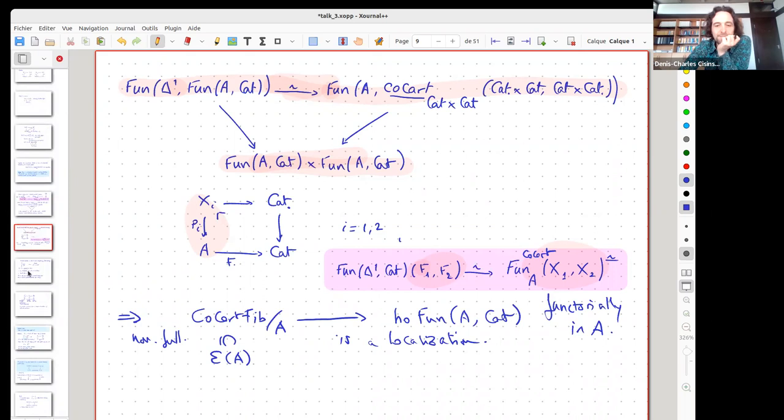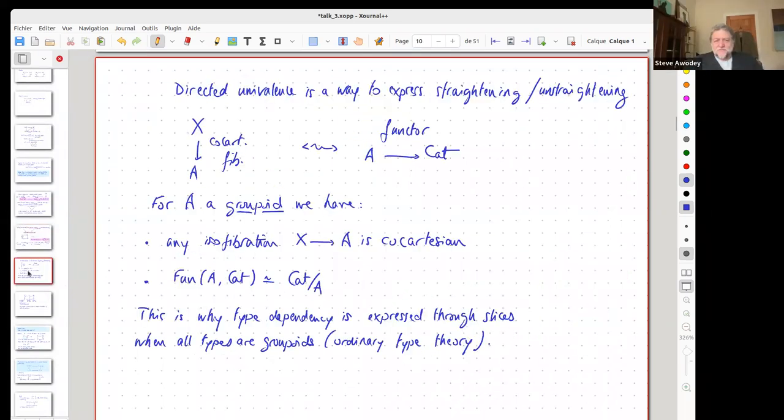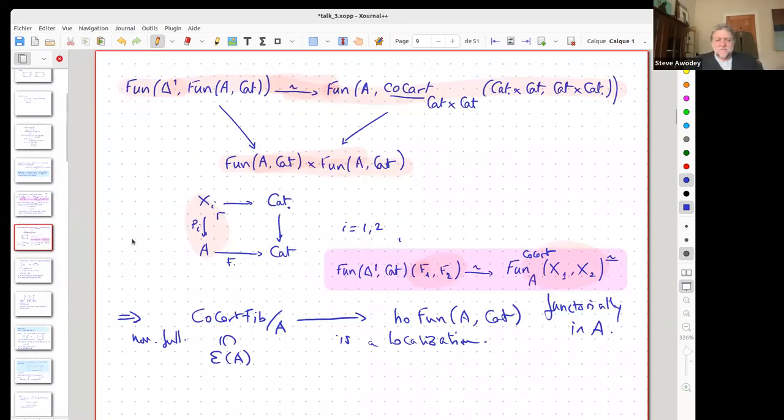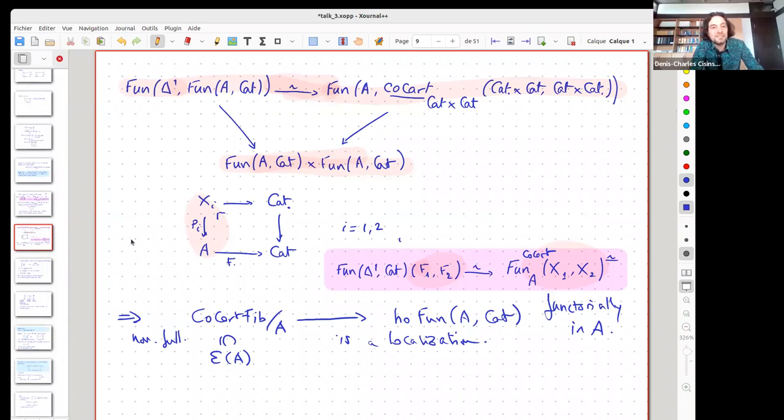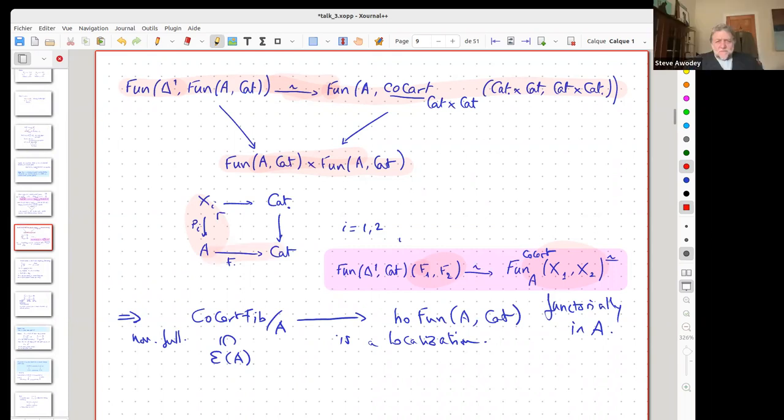What is the relationship between F and X? It is given by this commutative square. So F is given, and I have a universal fibration, so I pull back. So X_i is supposed to be the pullback of F_i, the extent of F or something. Okay. Good.